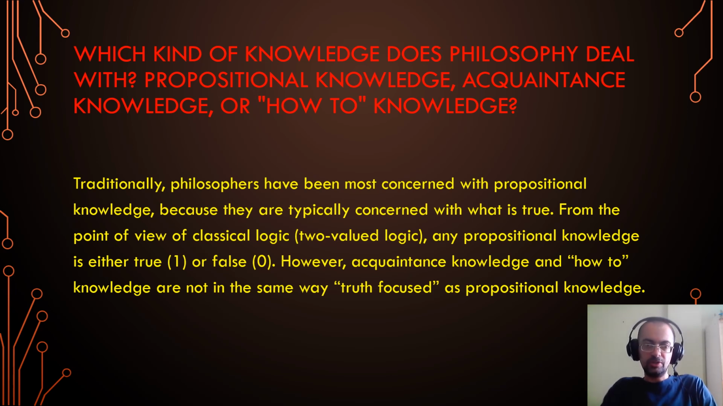Any propositional knowledge is either true or false. If this proposition is true, we can evaluate it as 1, or if it is false, we should assign 0 to this evaluation. However, acquaintance knowledge and how-to knowledge are not in the same way truth-focused as propositional knowledge.